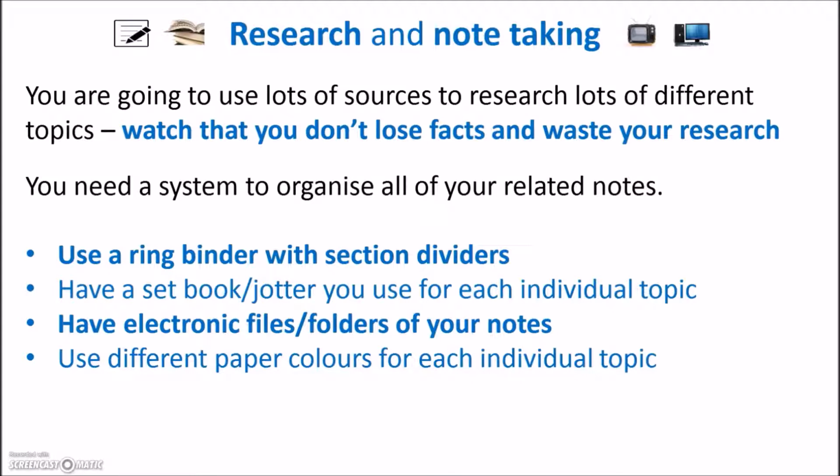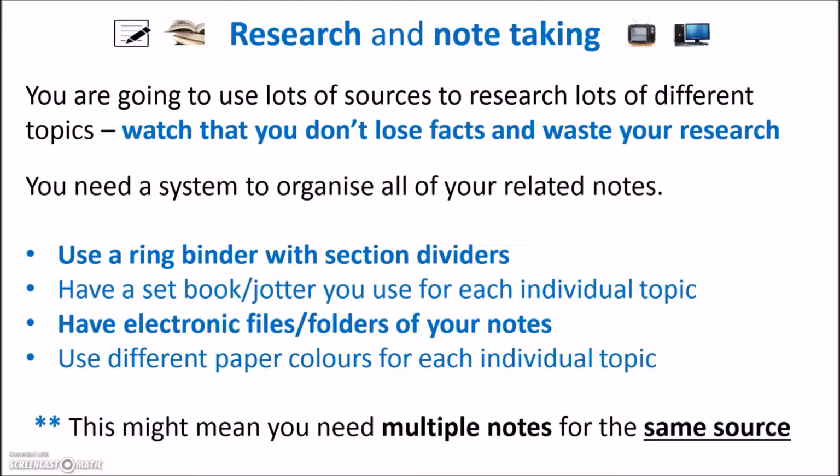Or another approach which can be used, and is especially used for the ring binder, is to use different colours of paper for each individual topic. This has the advantage that if you lose one or drop them for any reason, they're easy to put back together. Remember though, if you use some of these approaches, it might mean that you need multiple notes for the same source, so a separate piece of paper with the source at the top for each of your different sources and each of your different factors.